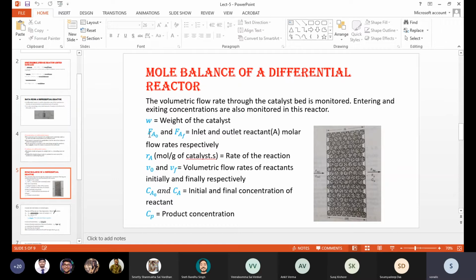F is denoted by the molar flow rates and v is denoted by the volumetric flow rate. The same inlet volumetric flow rate of the reactant A is v0, and at the other side of the catalyst bed it is vF, that means after the reaction. Ca0 and Ca are the initial and final concentration of the reactant. Cp is the product concentration. So here Ca0 is the concentration of A at the beginning before the reaction, and Ca is the concentration of A after the reaction, and whatever product is formed, a very small amount because conversion is very low, we have taken it as Cp, the product concentration.